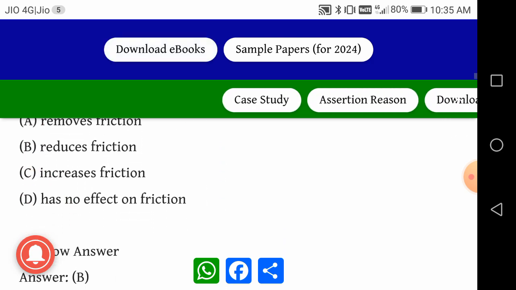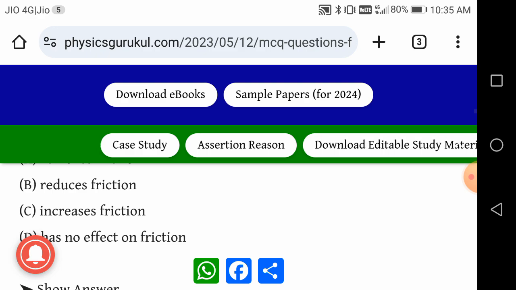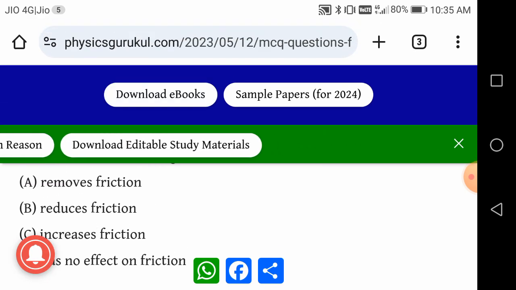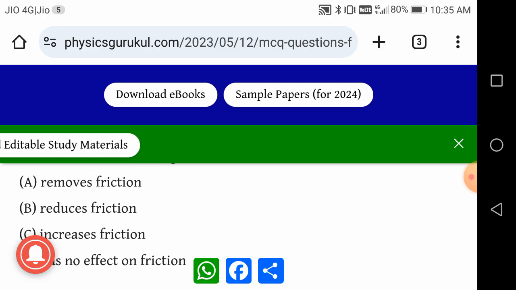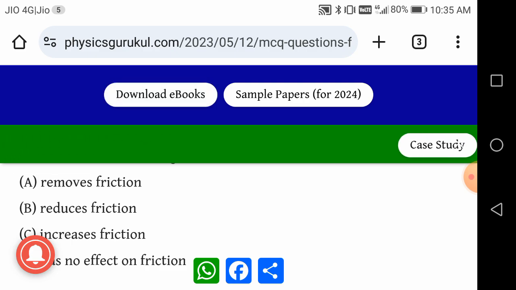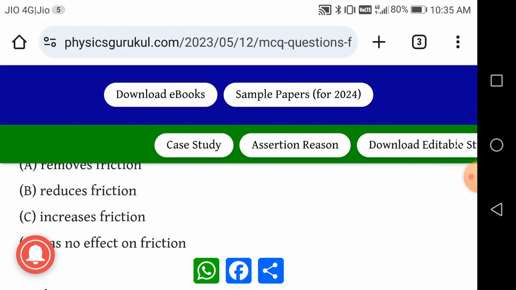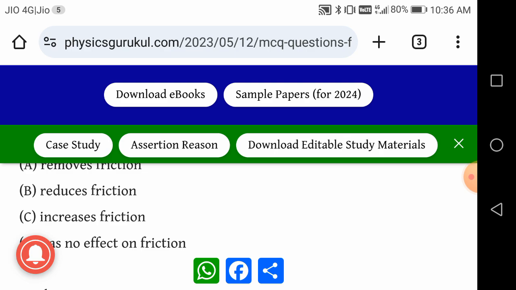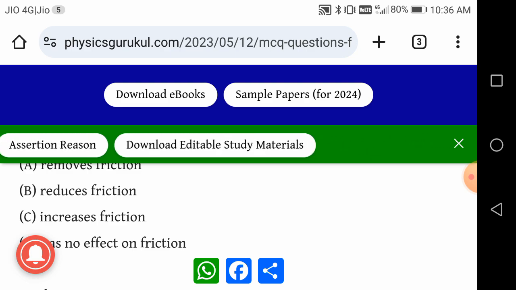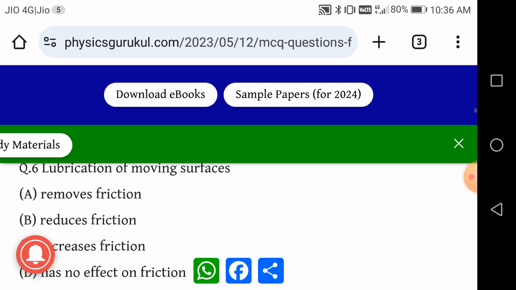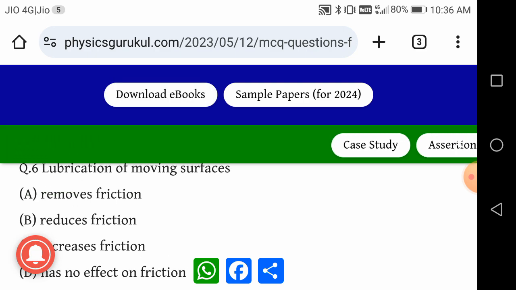Lubrication of moving surfaces, it is going to reduce the friction. Lubrication, definitely, because actually contact always results in friction, and to reduce the contact we have to lubricate the two bodies which are in contact. So this will reduce the contact and hence reduce the friction.